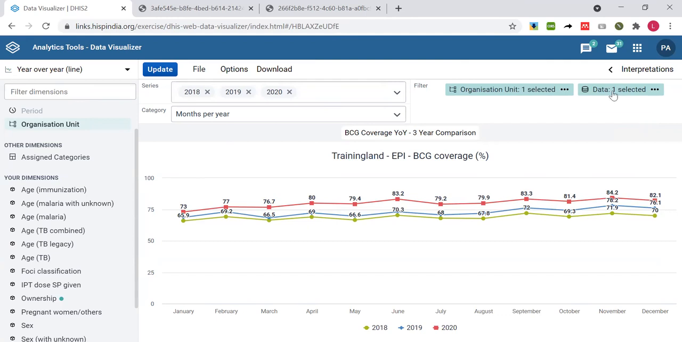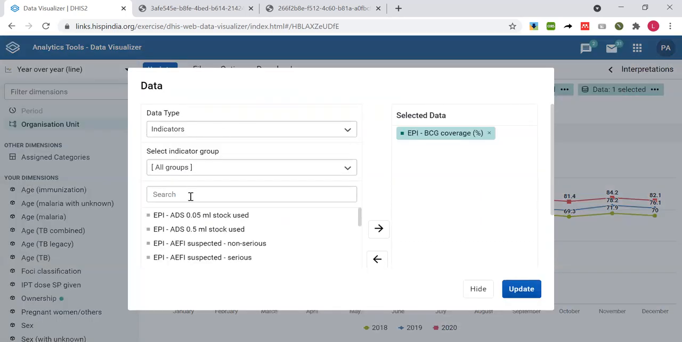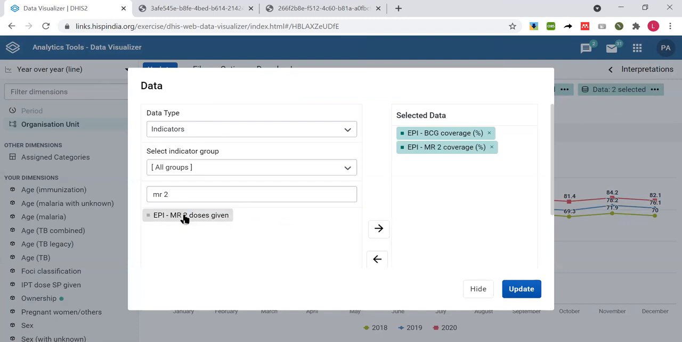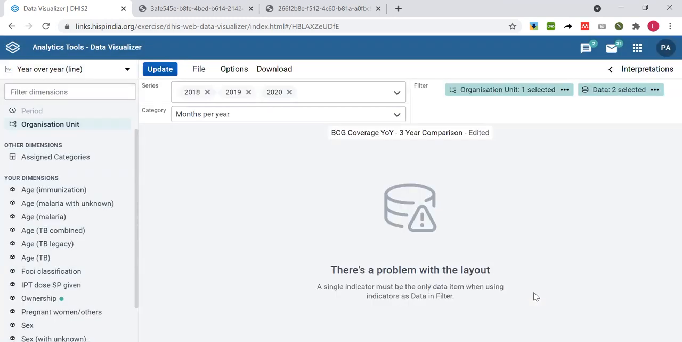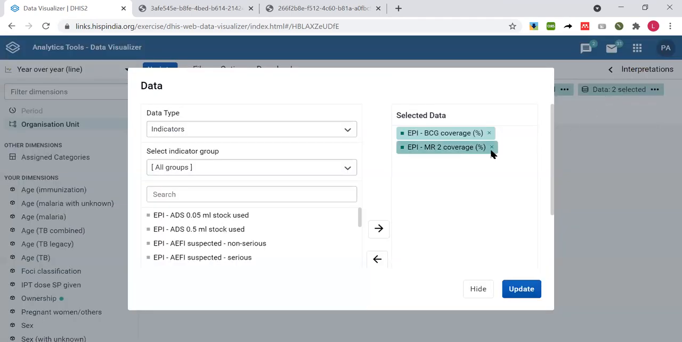Let us try to, now here we are seeing only one data item, which is BCG coverage. Okay, let's see what happens if we try to put another one, right? So for example, I'm just trying to put here maybe MR2 coverage, right? I just put there and I'm going to click on update. And let's see what happens. It says there's a problem with the layout. A single indicator must be the only data item when using indicators as data in filter. Okay, so here it only allows us to use one indicator, one data item, either say MR2 or BCG coverage.